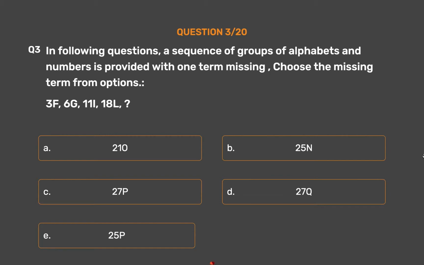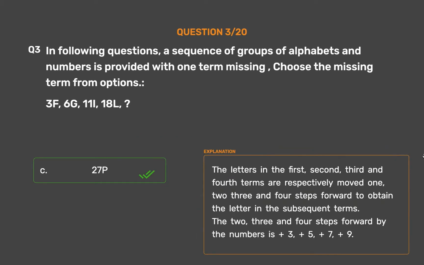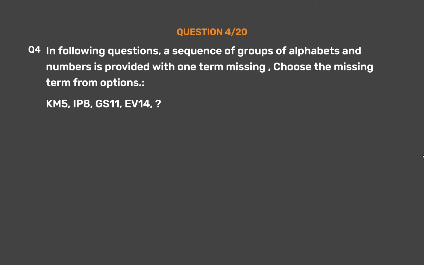The correct answer is Option C. 27P. The letters in the first, second, third and fourth terms are respectively moved 1, 2, 3 and 4 steps forward to obtain the letter in the subsequent terms. The numbers increase by +3, +5, +7, +9. Question number 4. In following questions, a sequence of groups of alphabets and numbers is provided with one term missing. Choose the missing term from options.